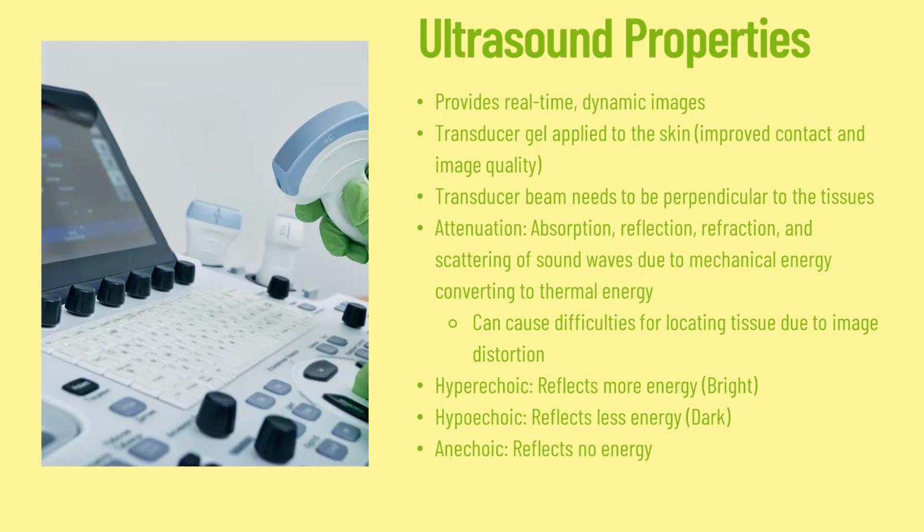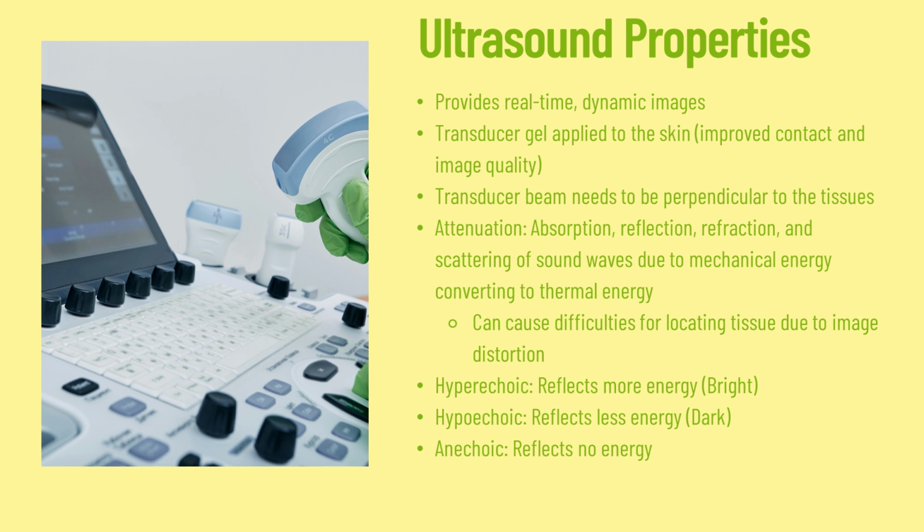So an ultrasound is unique in the fact that it has a couple different properties that we don't see with other images. The ultrasound, as I said before, is real-time imaging. So we are seeing what's going on as it's happening in the body. With that being said, to create a better connection between the transducer of the ultrasound and the skin to get a better image, we need to apply a gel between the transducer head and the body. And then as well, we need to make sure that that transducer is in perpendicular alignment to the tissues that we want to see in order to get the best image.